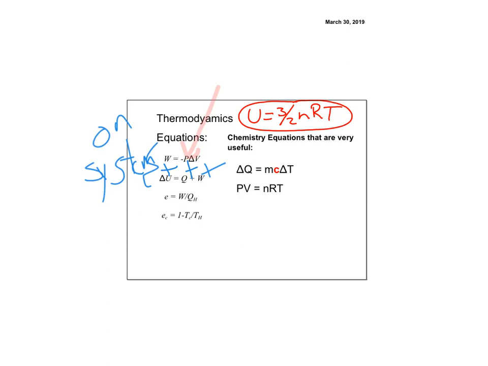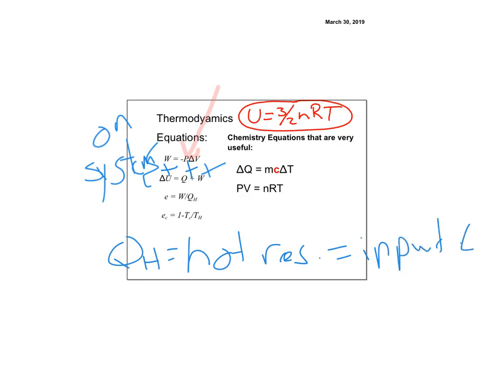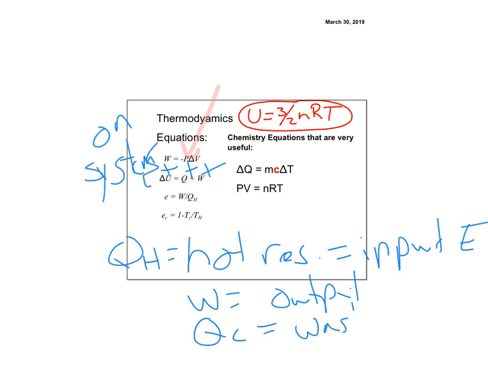Efficiency is basically how much you get out for how much you put in. So remember, QH is the hot reservoir. I can't spell reservoir, but you guys can spell it right. It's the hot reservoir. So that's basically the input energy, and then work is basically the output. And then QC is the wasted energy, because I can't do anything with it. It's what makes the whole thing go.